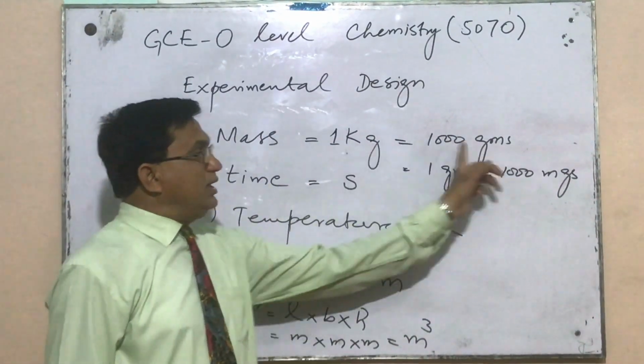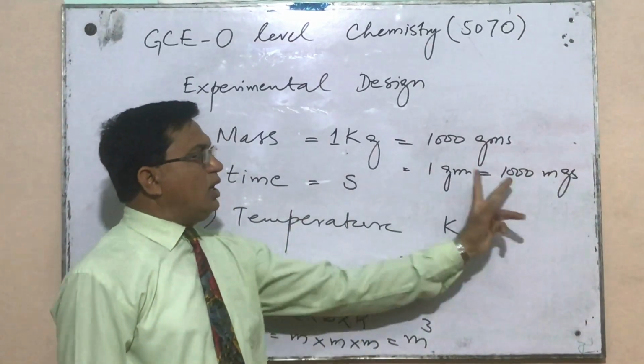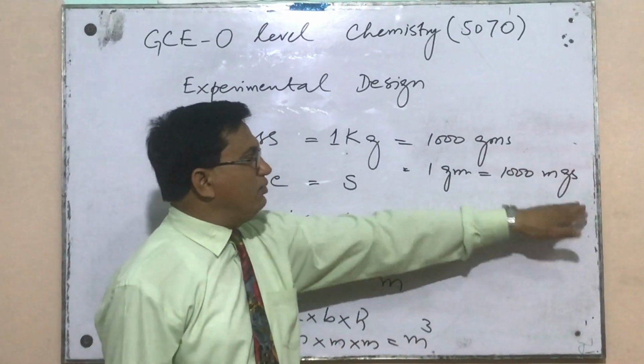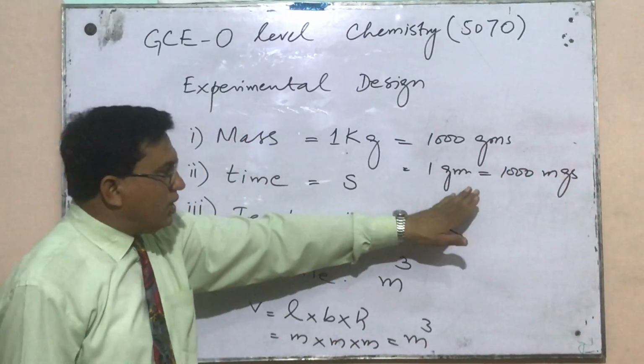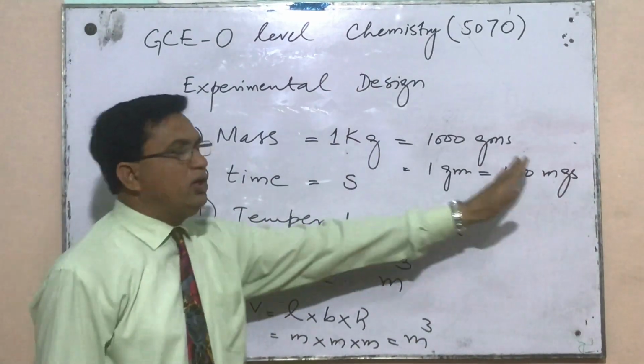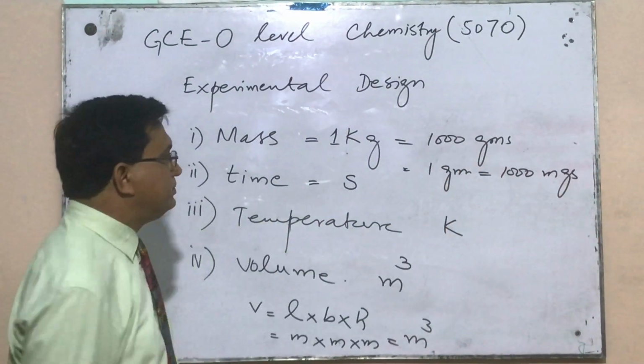In this way, we can use all these base values for the interconversion. If milligrams are given, we can convert them into gram, and if grams are given, then we can convert them into kilogram, and kilogram into gram, vice versa.